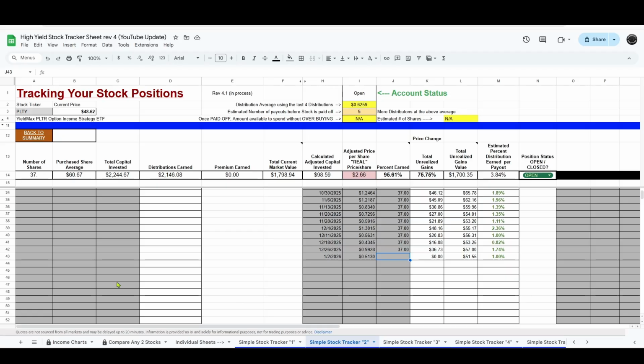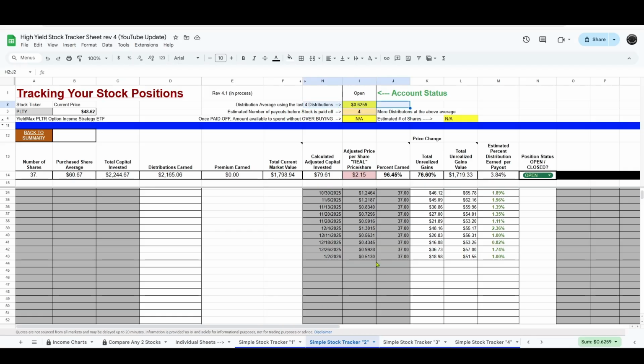Now, Platy, I have not purchased any additional shares here, but I do get to enter in that distribution of 51 cents. And how many shares? I've got 37 shares. So by entering 37 here, that's going to change my real price per share from $2.66 down to $2.15. And I have an estimated payoff time of about 4 more distributions, utilizing the average of about 62 cents.